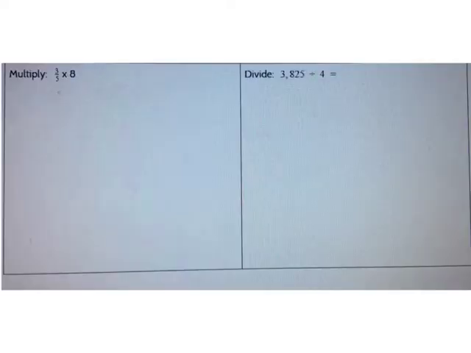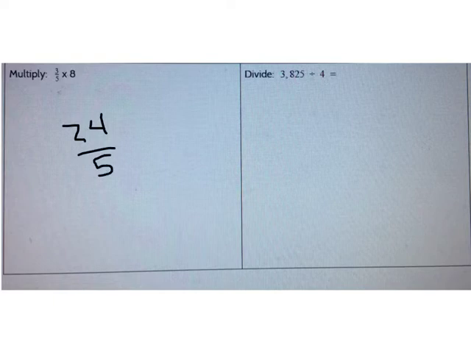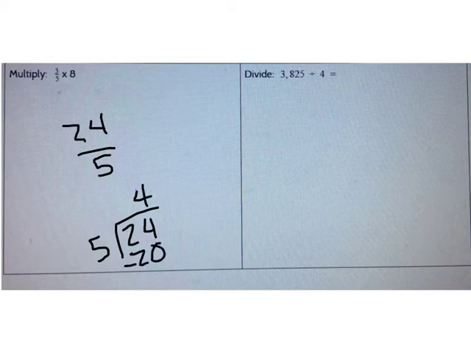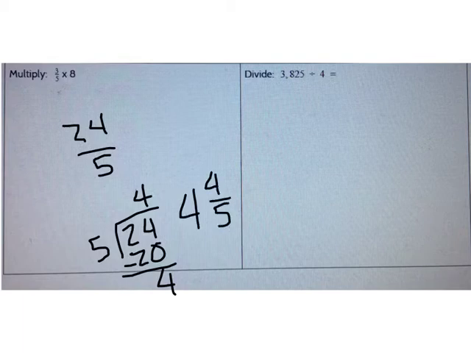What's 3/5 times 8? First, write your answer as an improper fraction. Well, 3 times 8 is 24, and my denominator stays 5. How do I write that result as a mixed number? Well, 24 divided by 5. 5 goes into 24 4 times. 4 times 5 is 20, and when I subtract, I have 4 left over. So the answer is 4 and 4/5.